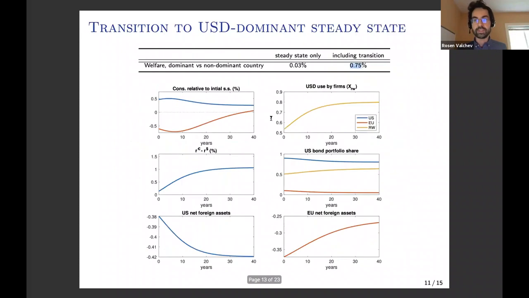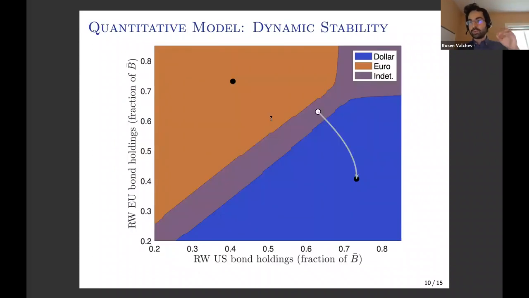Yes, our model helps understand it, because if you start in a world which was highly asymmetric, here our benchmark calibration is symmetric, the eurozone and US are ex-ante identical. But imagine now the euro was very small. It was only Germany. Then this orange area doesn't actually exist. There is no attractive alternative steady state. Only the blue area exists. And so before 1999, we lived in a world with only one steady state. We stayed close to it. Then we open up this other possibility of the orange world over here.